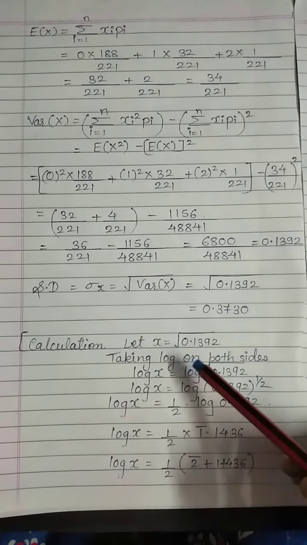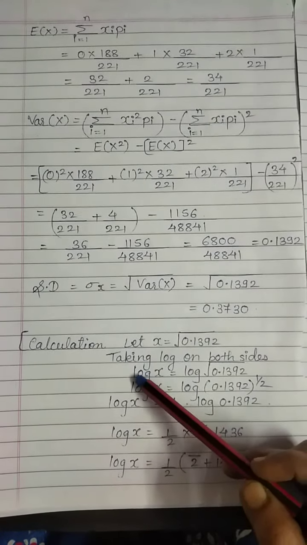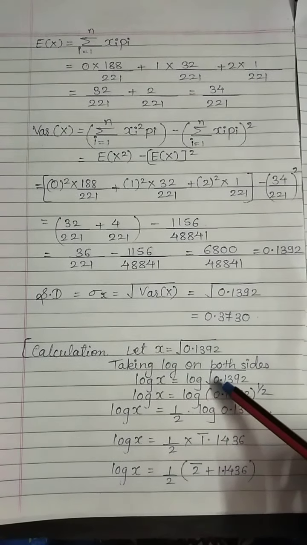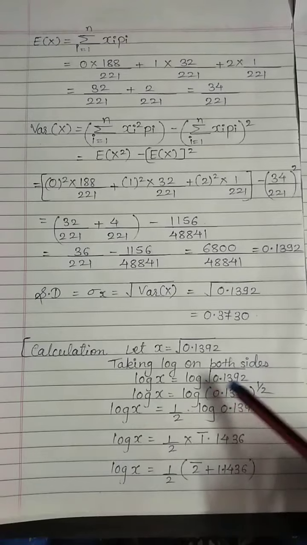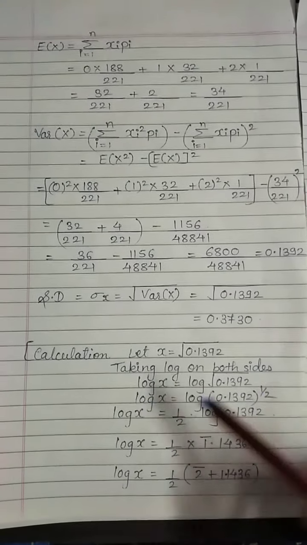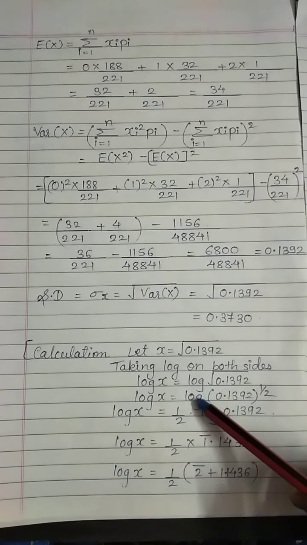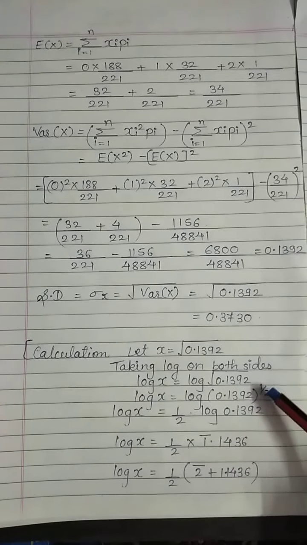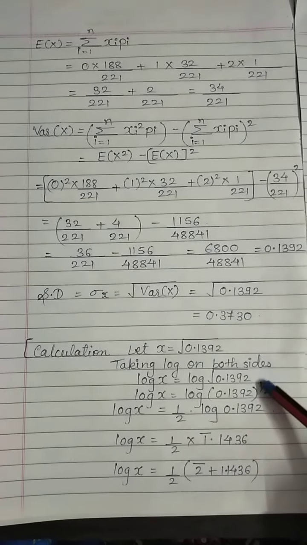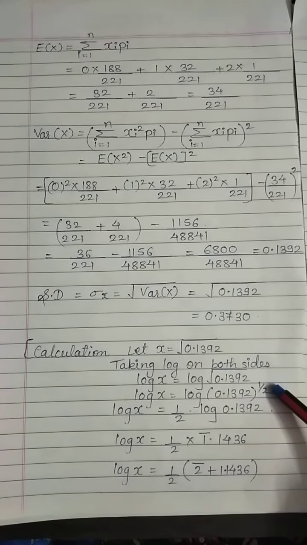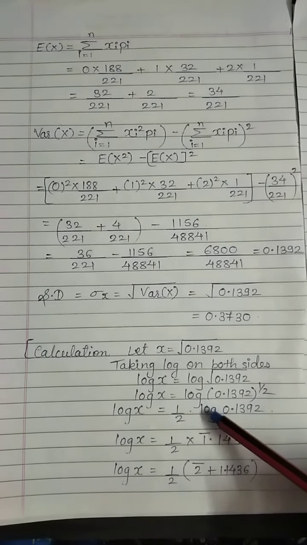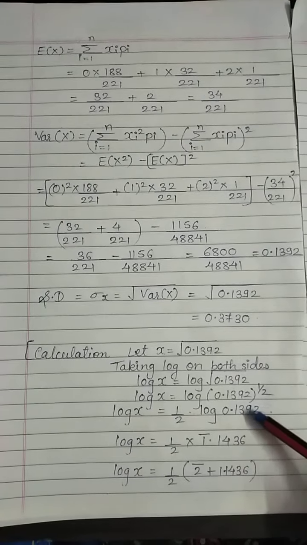Now taking log on both sides, we will get log x is equal to log of under root 0.1392. Now the square root we can write as bracket raised to 1 by 2. So log x is equal to log of this term bracket raised to 1 by 2. But we know the law of exponent, that the power term we can write before log. So log x is equal to 1 by 2 into log of 0.1392.